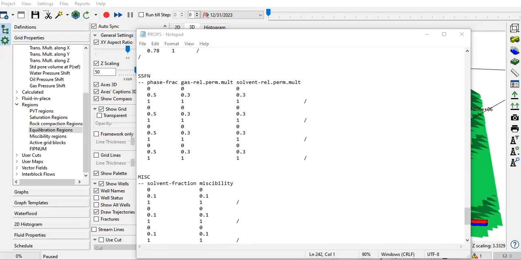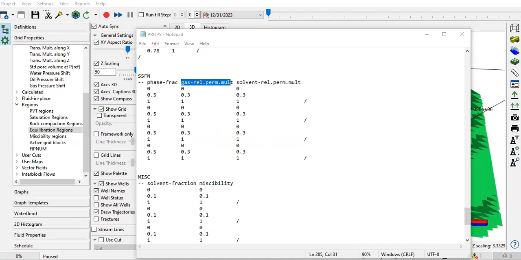Okay, so another weird keyword, SSFN. So this is phase fraction, gas relative permeability multiplier, and then solvent relative permeability multiplier. So this is phase fraction, so the fraction for the solvent. This will be relative permeability multiplier for gas, and then this is the relative permeability multiplier for the solvent. Okay, so that's it.